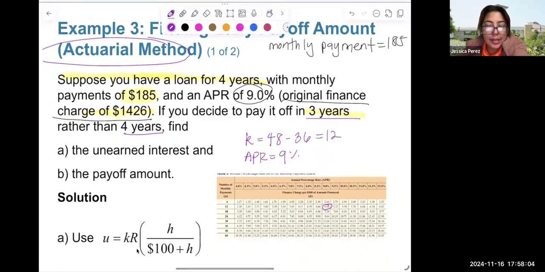U is equal to K times R times H over 100 plus H. First, K is the remaining months. You had it in 4 years, which is 48 months, minus you paid it in 3 years, so that's 36 months. So the months remaining are 12, so K is going to be 12. R is the monthly payment, which is 185. Now to find H, you're going to have to use the APR. So you're going to use K, the number of payments left, which is 12, and your percent is 9%.